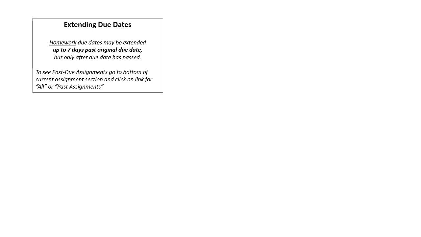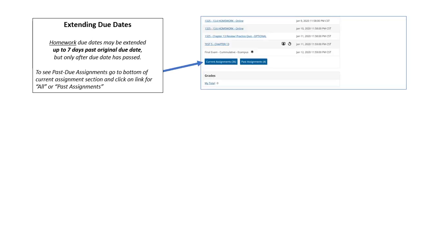You can only do this after the due date has passed. So, don't email me and say, hey, the homework's due Friday, I'm not going to be able to finish it, can you extend it? This is all done automatically by the computer. So remember, the first thing you have to do is go find that homework assignment, and you do that by going to the bottom of the current assignments list and clicking on past assignments.